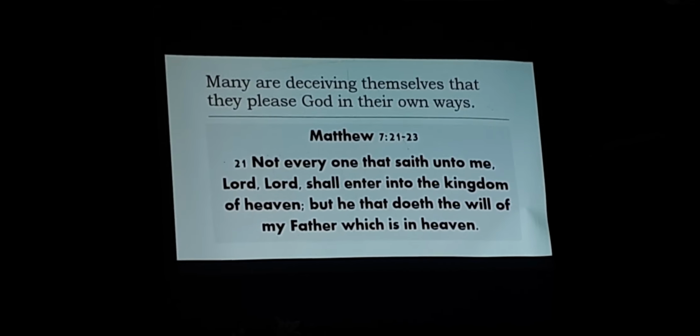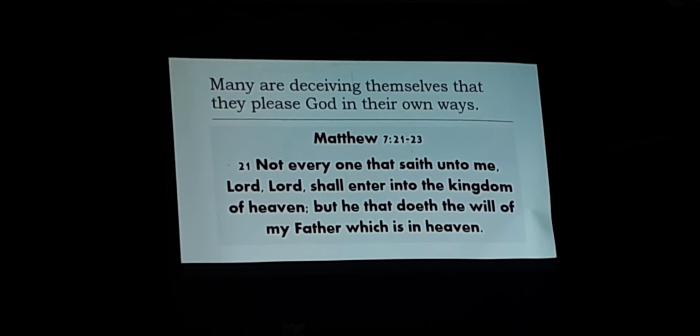Okay, to continue the text of the verse, it says here, not everyone that saith unto me, Lord, Lord, shall enter the kingdom of heaven, but he that doeth the will of my Father which is in heaven.